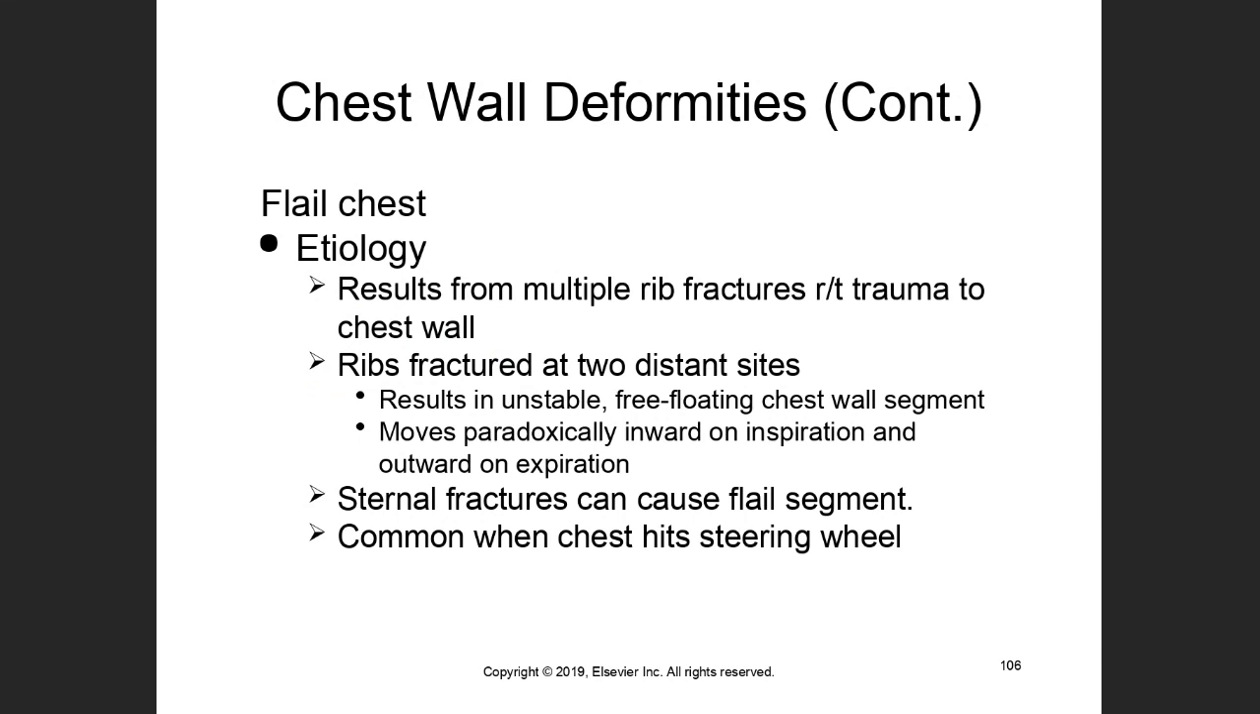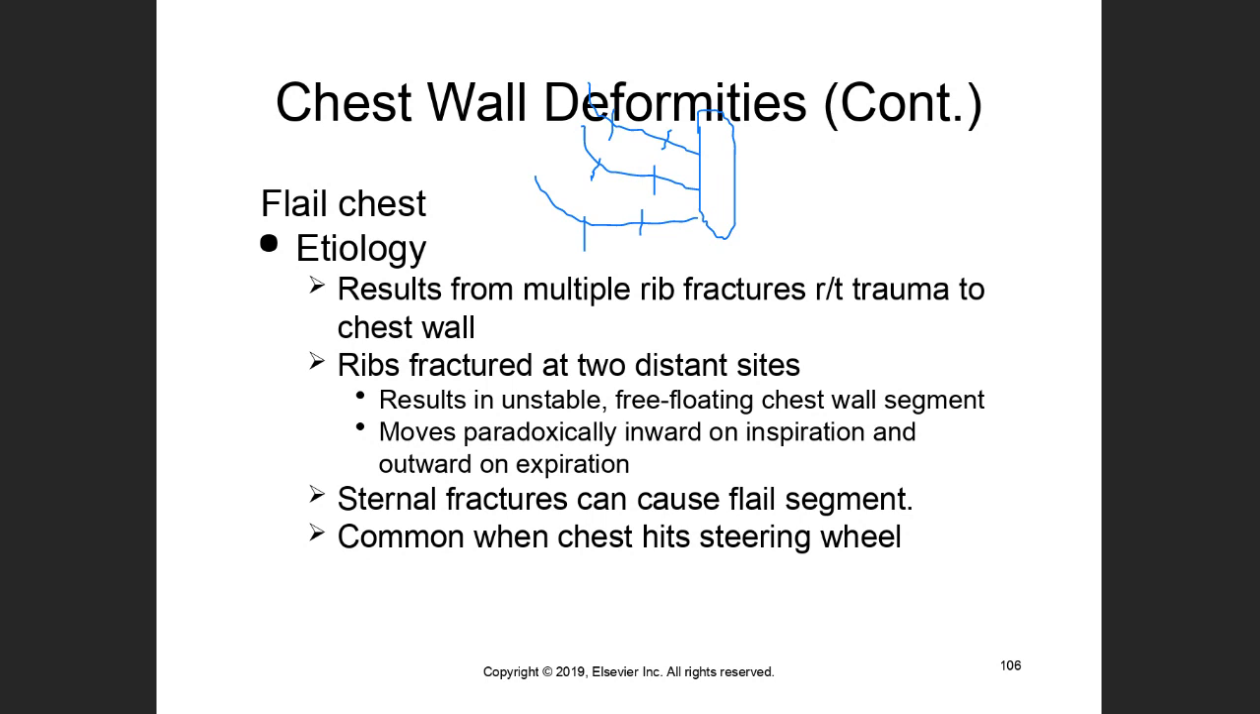Flail chest. Flail chest is a trauma disease, due to a huge trauma. In order to have a flail chest, you have fractures. This is the sternum right here, and then we have the ribs like this. In order to have flail chest, you need at least 3 ribs in a row, and the fracture has to be in 2 points, like this.